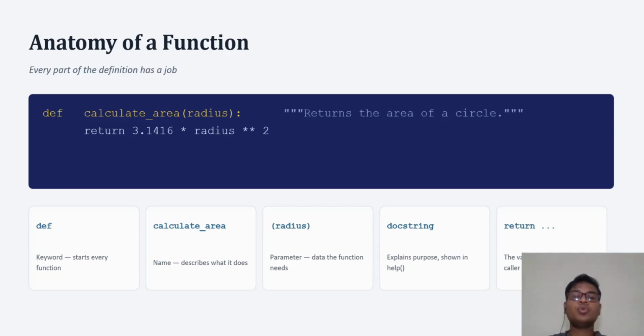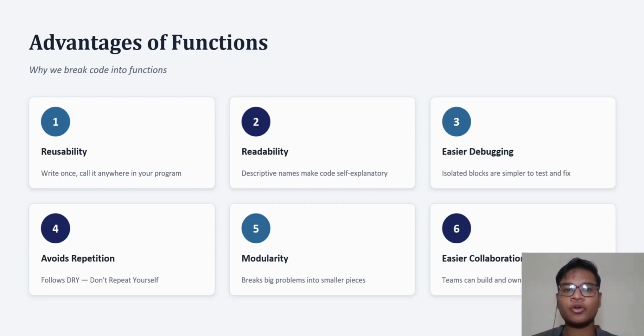So I hope you clearly understand all these points and don't have any doubt or confusion at this point. So let's talk about the advantages of functions. What does it mean? Why do we break code into functions? Okay. So first of all, it's reusability, which means write once, call it anywhere in your program. That's the meaning of reusability.